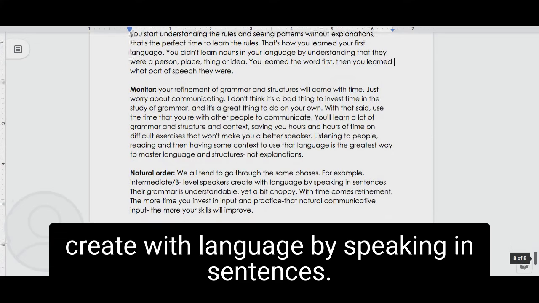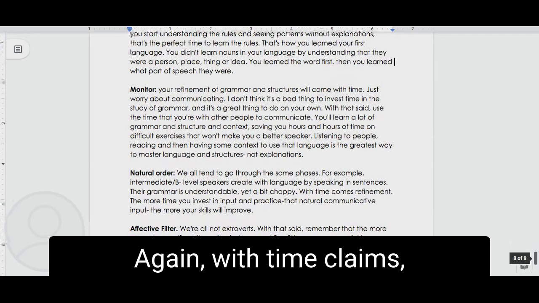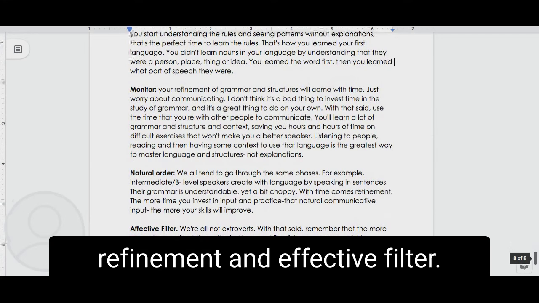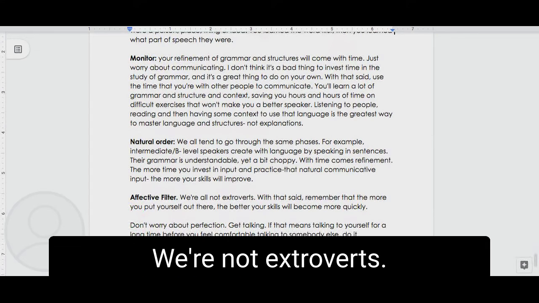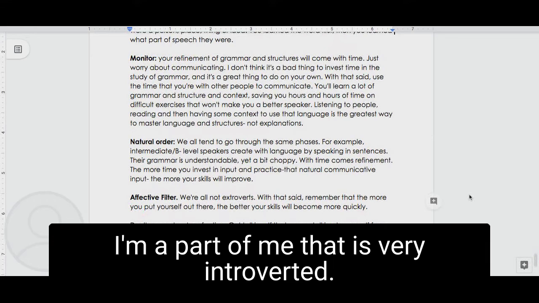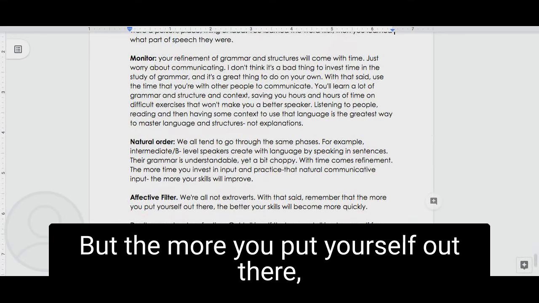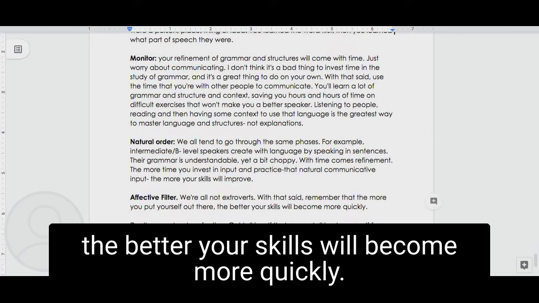In the natural order, when you get into the intermediate level, you'll create with language by speaking in sentences. Don't worry about the grammar. Again, with time comes refinement. An effective filter. We're not introverts. We're not extroverts. I have a part of me that is very introverted, but the more you put yourself out there, the better your skills will become more quickly.